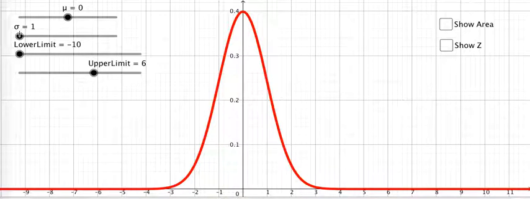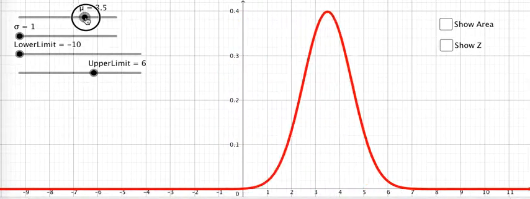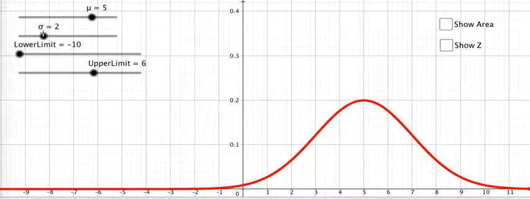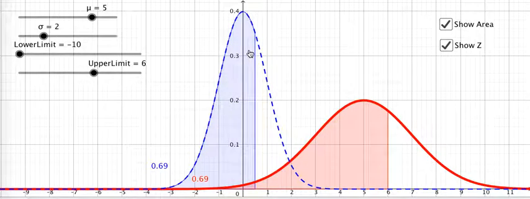If we go back to what we had before, we had a mean of 5 and a standard deviation of 2. Let's put in a particular area here. Okay, so what you can see is that on this distribution with a mean of 5 and a standard deviation of 2, the probability of X being less than 6 is 0.69. Now, for my Z distribution, if I bring up the Z distribution, there is an equivalent value that I would be able to find. In this case, it's 0.5, that would give me the exact same area of 0.69.